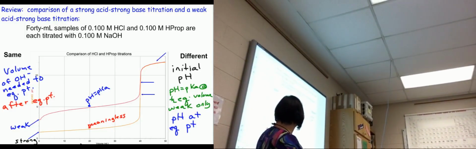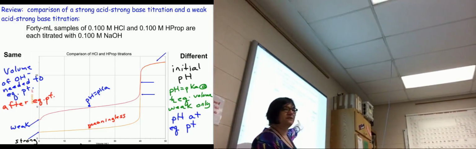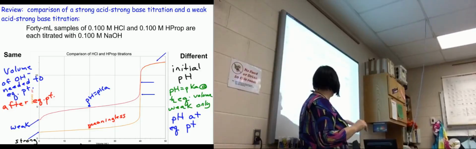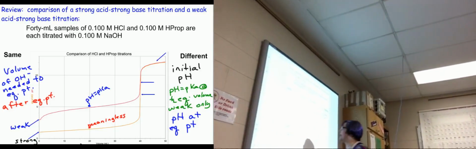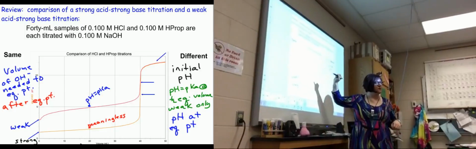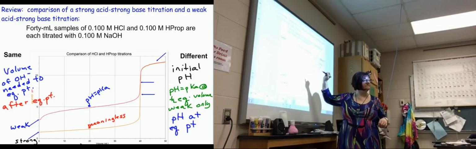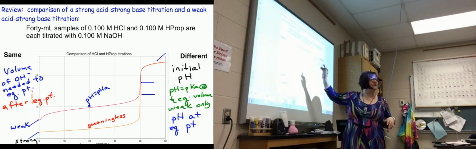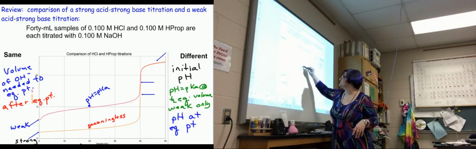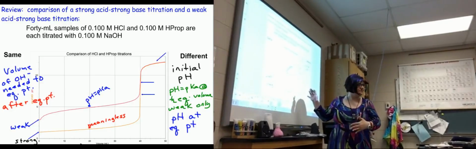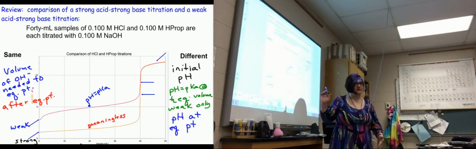Okay, so let's start moving over. Right at this 20 mil mark, I've got 40 milliliters of 0.1 molar for both. At this 20 mil mark, what's unique about the 20 mil mark for a weak acid? What's pH equal? pKa. Now, it's not always 20 milliliters. It's halfway to the equivalence volume, which in this case happens to be 20 milliliters.